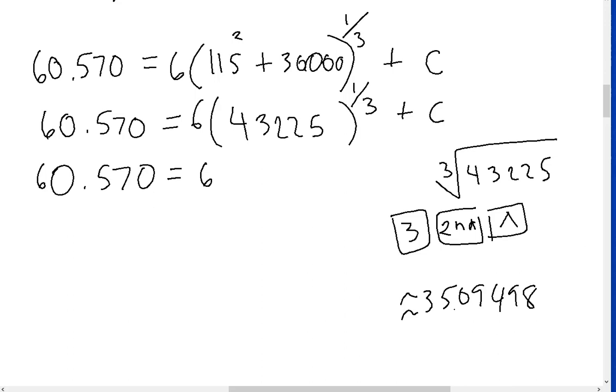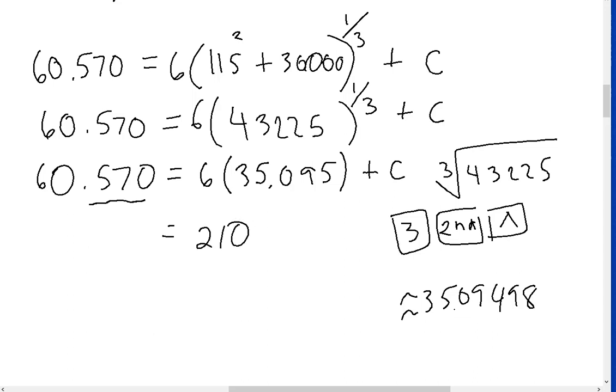Now, they're going to tell us to round. We'll look back at the original problem. It says round to the nearest integer. So we're going to eventually round. But I'm going to go with 3 places here. So this is going to be times 35.095, and then don't forget plus C. So we're going to multiply 6 times 35.095. That's 210.57.